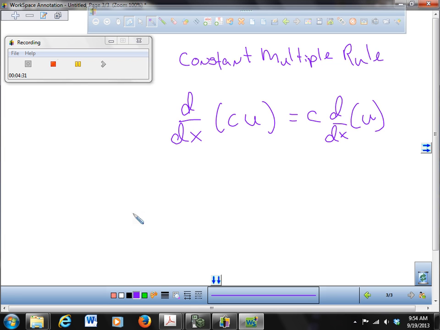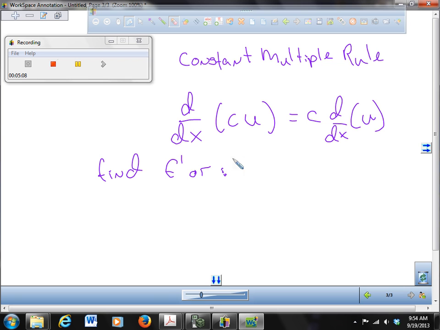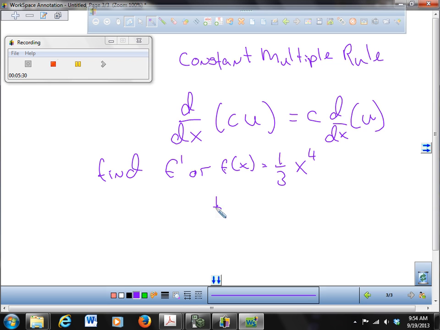All that says is if there's a constant in front of the variable, you can pull that constant out in front, take the derivative of the variable expression, and multiply by the constant. For instance, find f prime of f of x equals 1/3 x to the 4th. You'll get faster as you go along, but what you want to do is 1/3 times d dx, the derivative with respect to x, of x to the 4th.